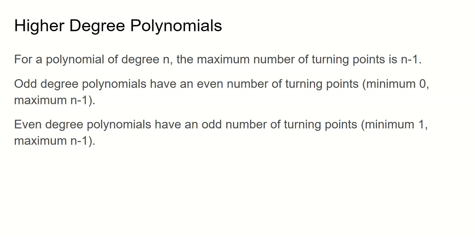And for an even degree polynomial, the minimum turning points is 1 and the maximum is n minus 1. And the number of turning points is going to be an odd number. And that concludes our turning points.